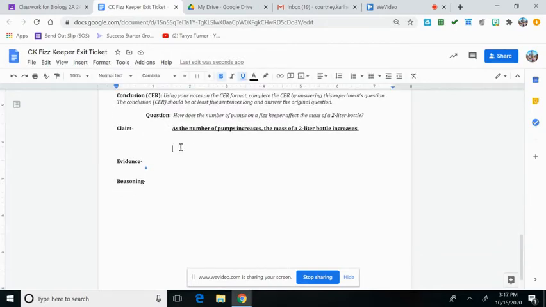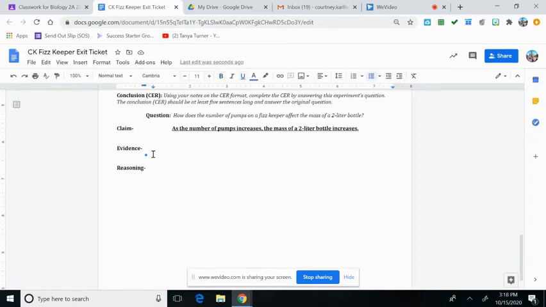So hopefully you paused and got all that done. And now we're going to go into our CER. Our claim is always a one-sentence answer to the question that does not use the word because. So our question is written again. It says, how does the number of pumps on a Fizzkeeper affect the mass of a 2-liter bottle? Remember, that was in the beginning. We already knew that question. And then our claim, which we wrote for you as an example, is as the number of pumps increases, the mass of the 2-liter bottle increases. So hopefully when you wrote down that data, you saw that the mass was going up.